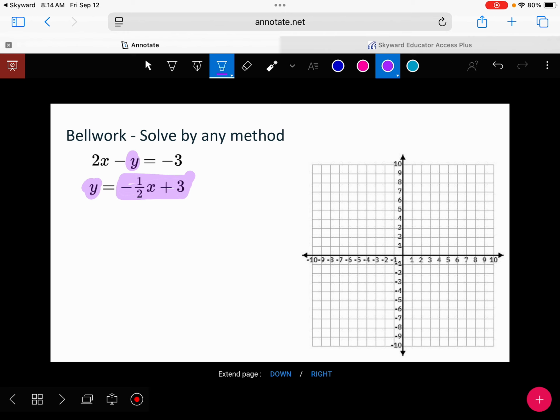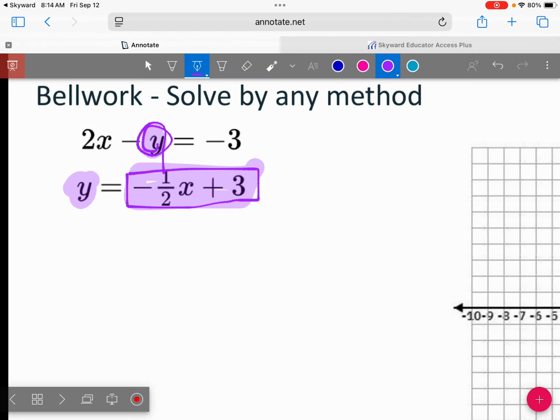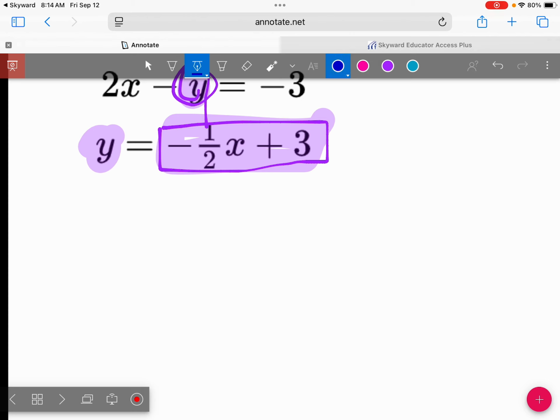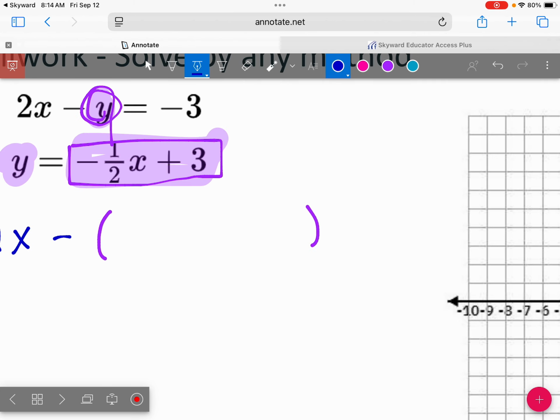I could absolutely substitute this in place of this y up here. Totally valid. I could also graph both these lines. That is also a valid solution. I'm going to go ahead and go with our substitution here. So we would be taking our 2x minus y, but instead of y, we're going to substitute in that value there. And it's going to equal our minus 3. So this thing we're substituting in place of our y is our minus 1/2 x plus 3.